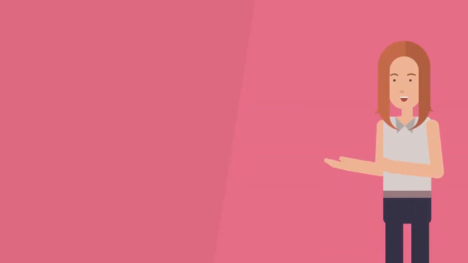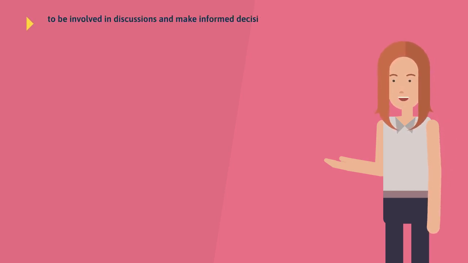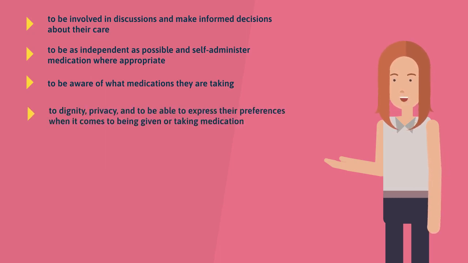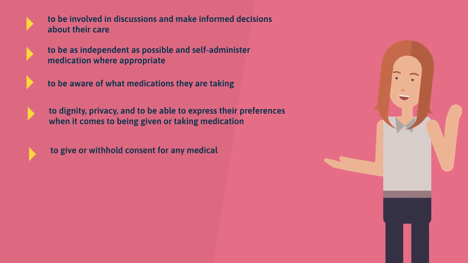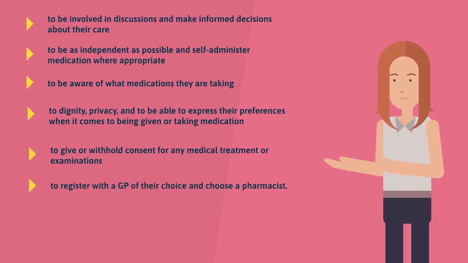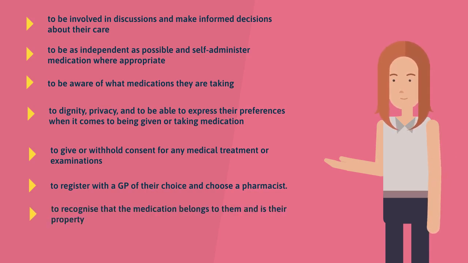Shared Lives has a person-centered and rights-based approach, so people supported by shared lives have a right to be involved in discussions and make informed decisions about their care, to be as independent as possible and self-administer medication where appropriate, to be aware of what medications they are taking, to dignity, privacy, and to be able to express their preferences when it comes to being given or taking medication, to give or withhold consent for any medical treatment or examinations, to register with a GP of their choice and choose a pharmacist, to recognize that the medication belongs to them and is their property, to have medication reviewed at least annually.